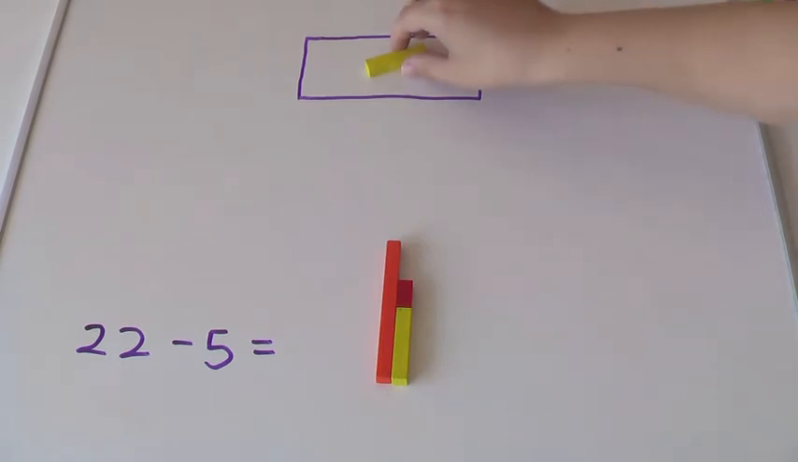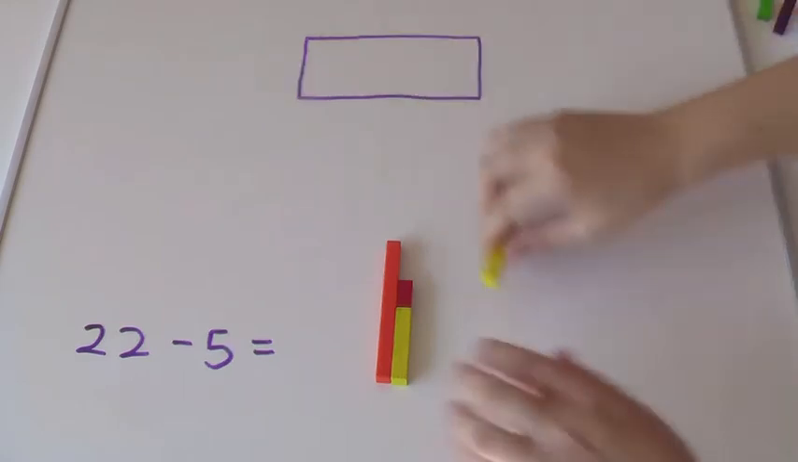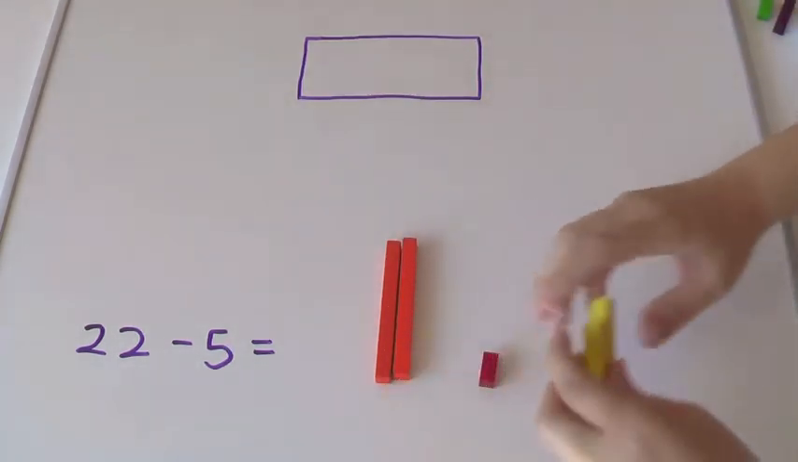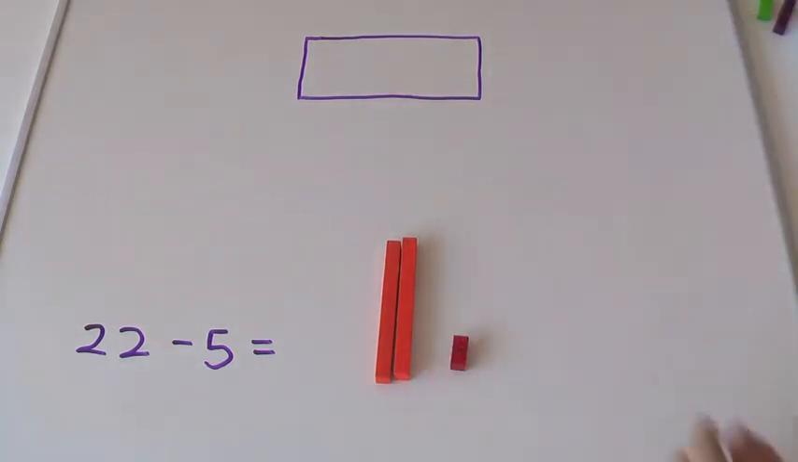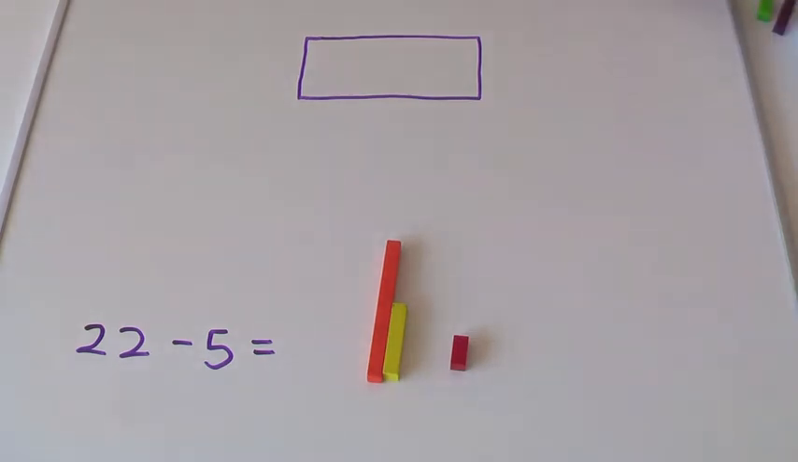Now some children are going to think this just takes way too much time. I want to do it much quicker, and they might do something like, all right, 22 minus 5. I'll just trade this for a 5 because they took the 5 away.